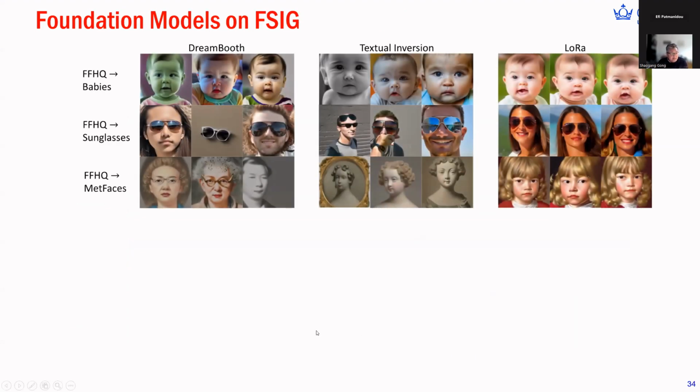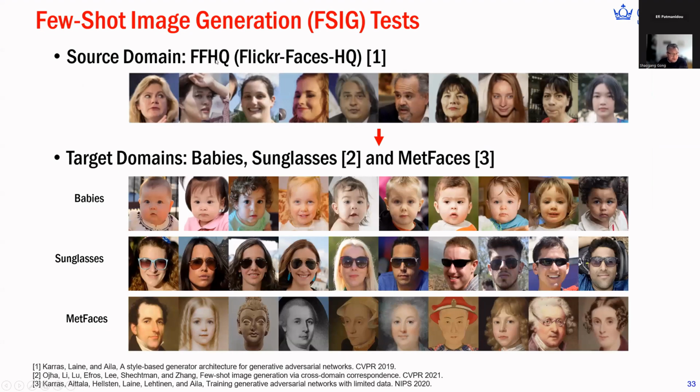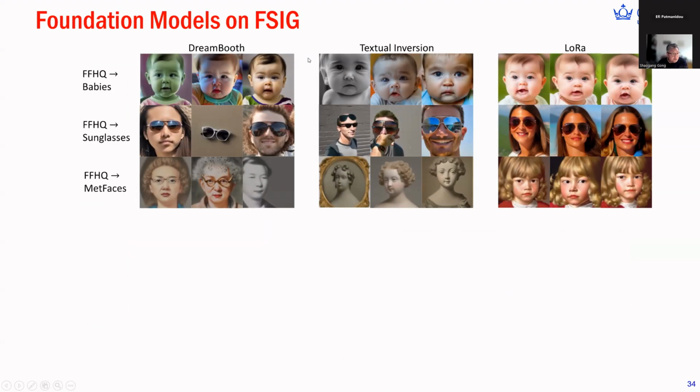So let's look at how well foundation models can perform. This is using the source domain, FFHQ, Flickr Faces HQ. If you use that source domain, the target domain is babies. Using one of the foundation models, currently DreamBooth, it generates all kinds of strange output, and it doesn't look quite real. Same as sunglasses and same as MetaFaces.